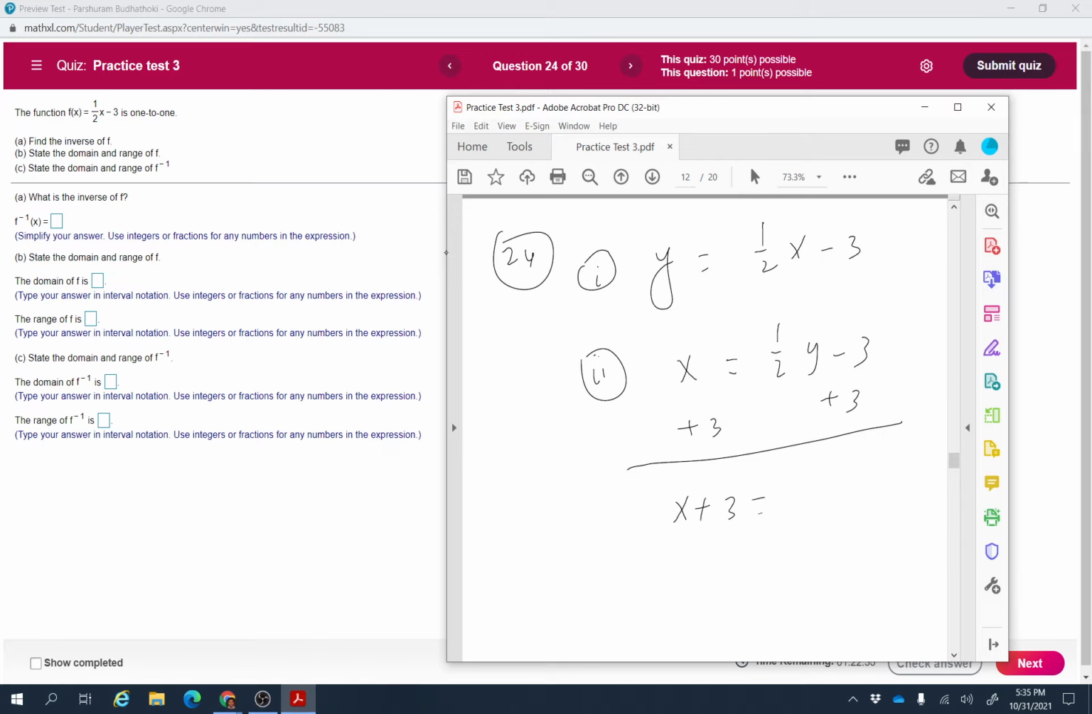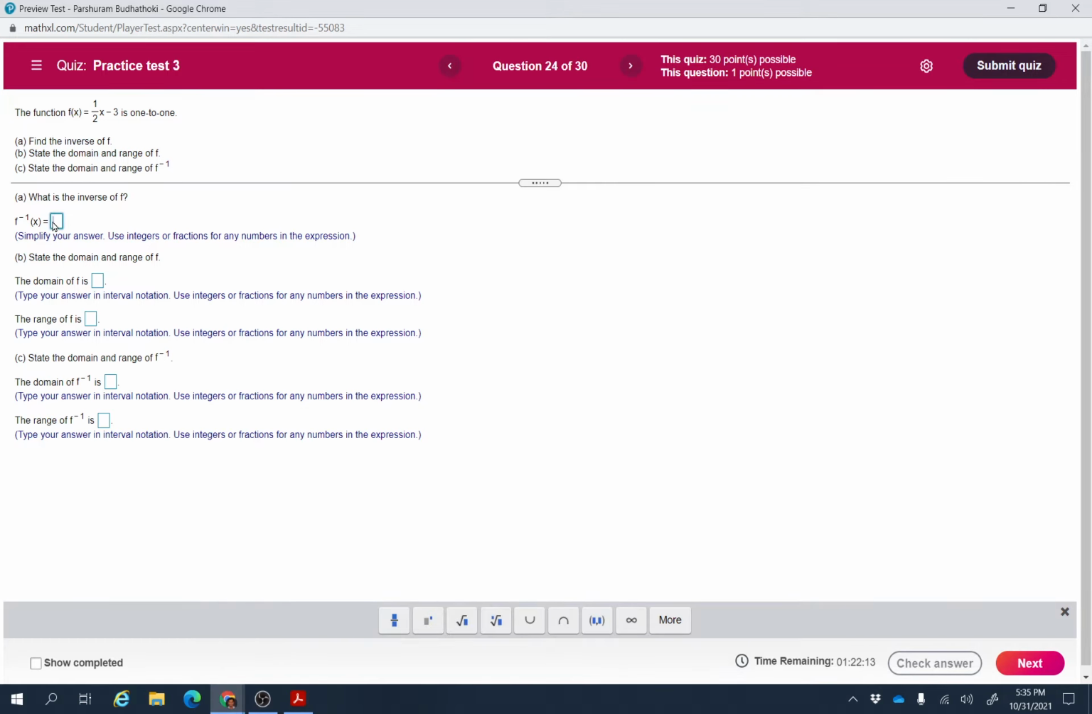So that will be x plus 3 equals half times y. I just need y here, I don't need the half, so I'm going to multiply both sides by 2. So my y would be 2 times (x plus 3). Whatever I get for this y, that would be the inverse of the function we have been given. So this is actually f inverse. What is f inverse? That is 2 times (x plus 3). So f inverse is 2 times (x plus 3).